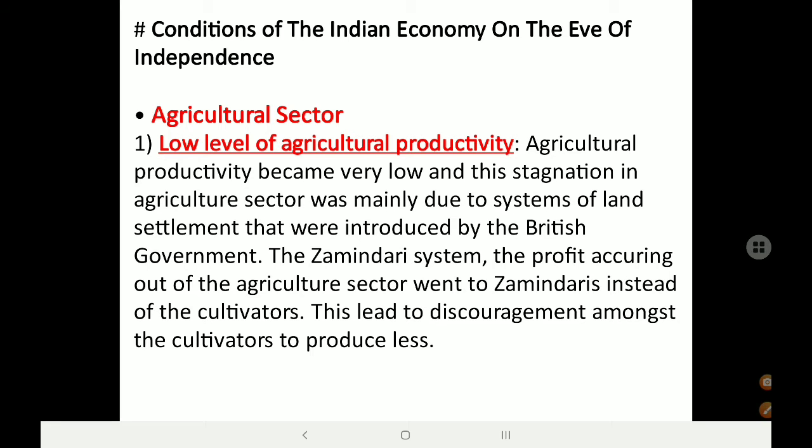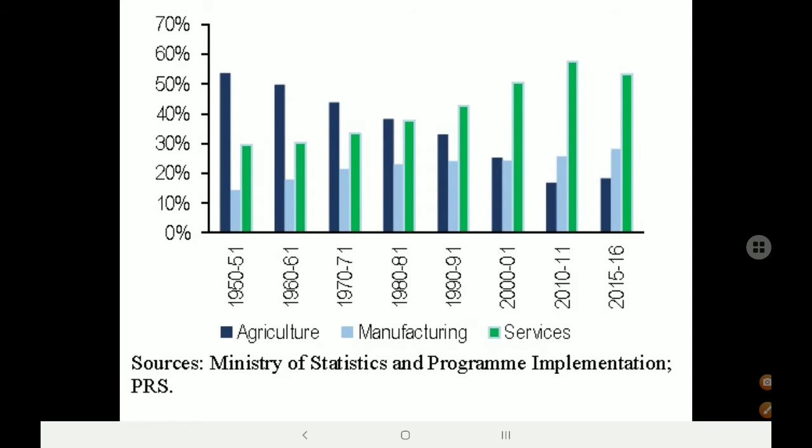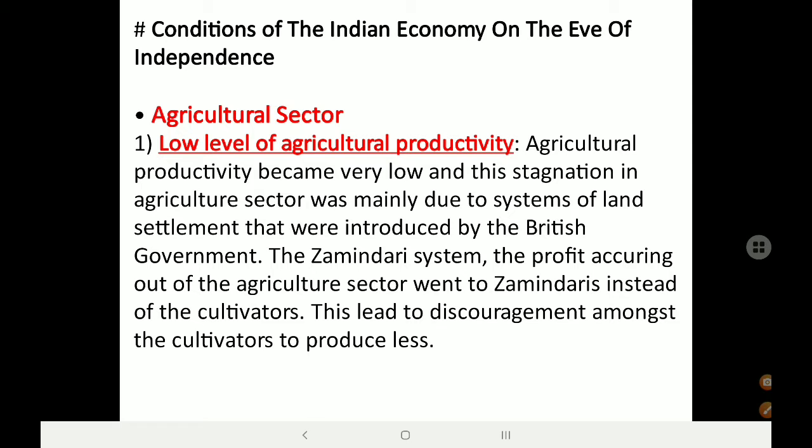So, in agricultural sector, we see that about 75% of country's population was dependent on agriculture. In spite of such a large segment of the population being dependent on agriculture, either directly or indirectly, this sector was facing stagnation and constant deterioration. There are some points that should be considered in this regard.